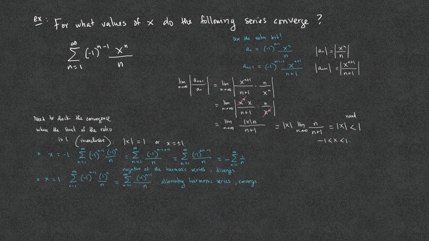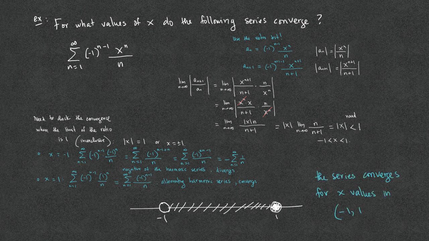It converges. We just showed that the series converges for all of the x values between -1 and 1. It diverges when x equals -1 and converges when x equals 1. So we say that the series converges for all of the x values in the interval from -1 to 1, excluding x equals -1, including x equals 1.